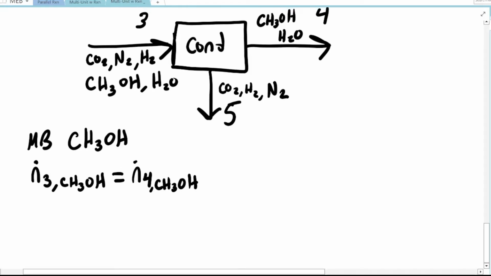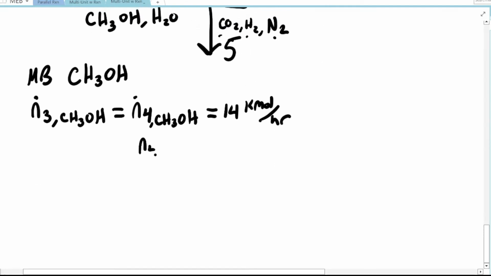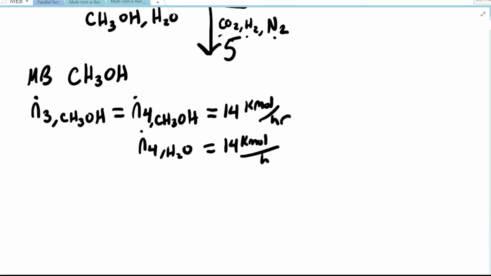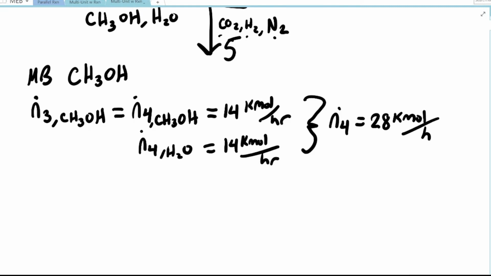So now that we've determined the methanol material balance, the water material balance will be the same, and it's going to end up being the same thing for CO2, H2, and N2. The only difference is that we're speaking with respect to stream 5 rather than stream 4. And for that reason, the methanol flow rate is going to be 14 kilomoles per hour. For water, it's going to be, again, 14 kilomoles per hour. And I'm just going to point out over here that our N4 dot then becomes 28 kilomoles per hour.